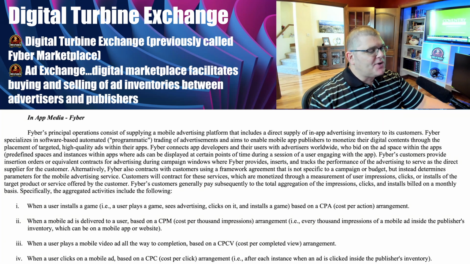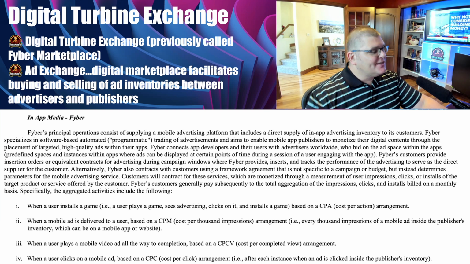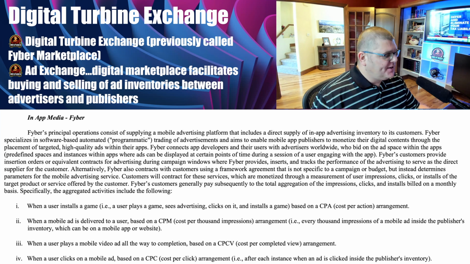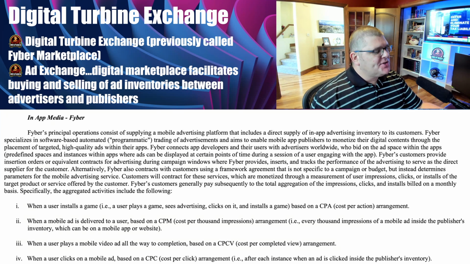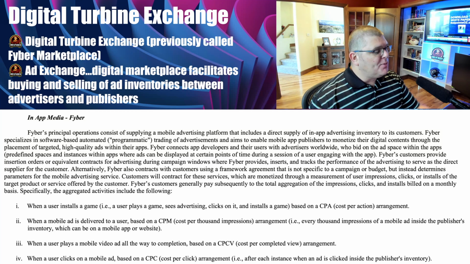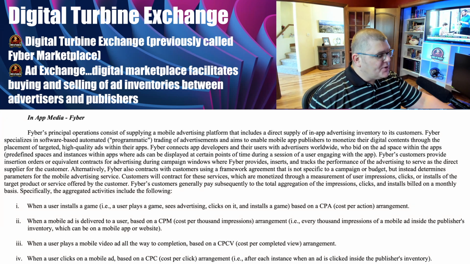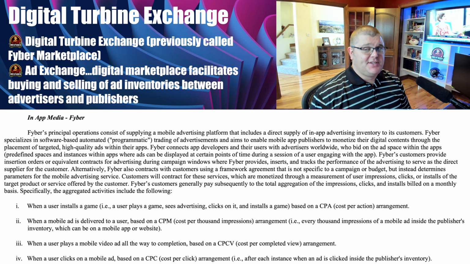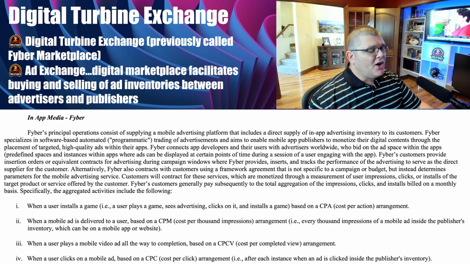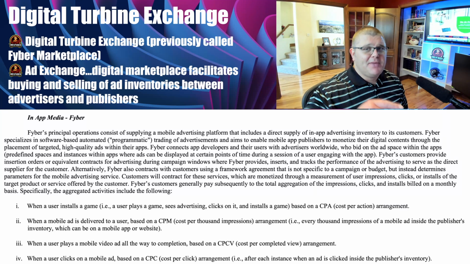Customers will contract for these services, which are monetized through a measurement of user impressions, clicks, installs. There's lots of ways that Digital Turbine can get paid here, guys. Specifically, when a user installs a game, when a mobile ad is delivered to a user based on CPM, that's cost per 1,000 impressions. When a user plays a mobile video ad all the way to completion, they get paid even more. That's called CPCV, or cost per completed view. And then they also get paid when a user clicks a mobile ad based on CPC, similar to YouTube advertising, cost per click. They can get paid a lot of different ways, and this is a new segment of their business, and I'll show you what that means later on a couple slides.